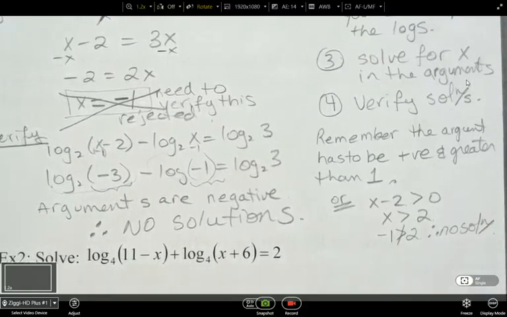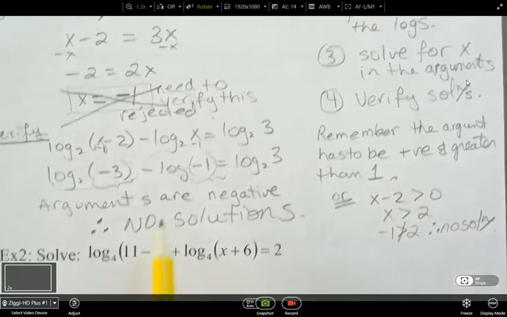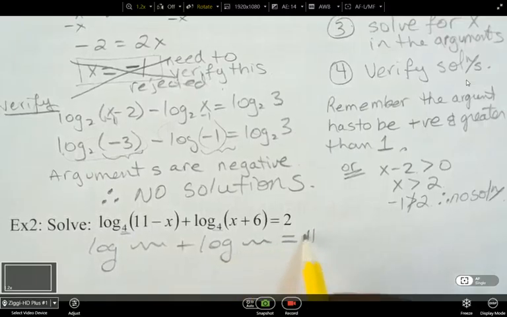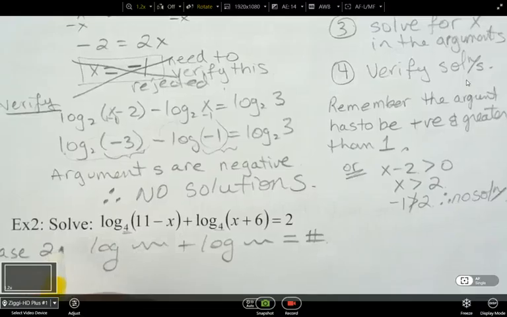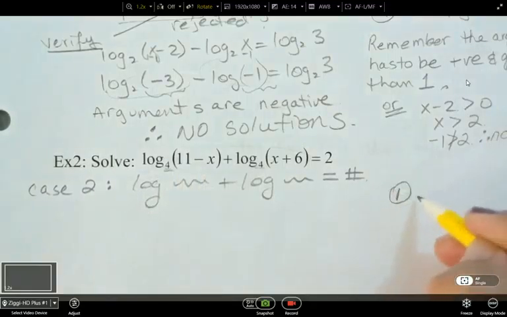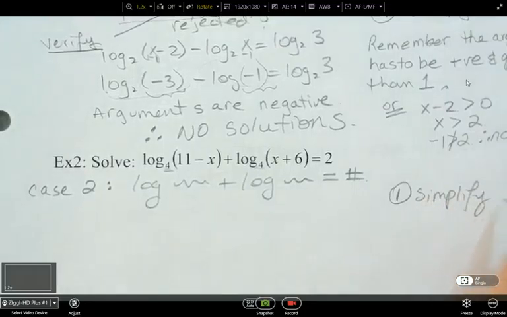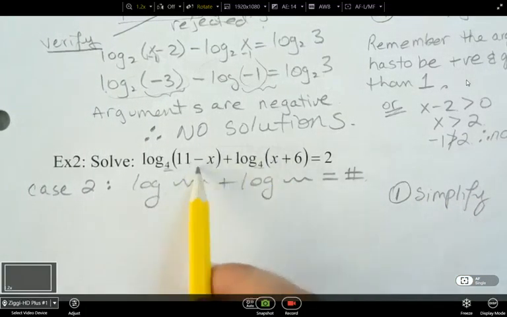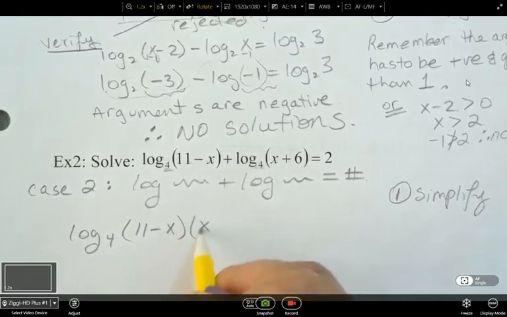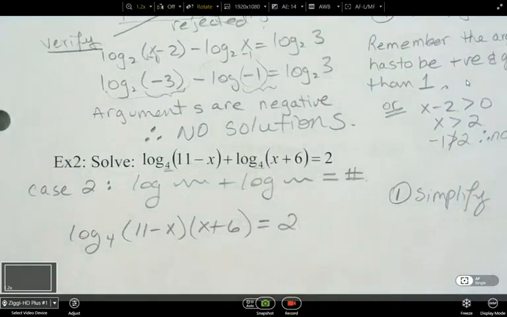Okay, so now example 2, it's a different case. So notice we've got the same base here again. You've got log something plus log of something else equals a number. Let's call that case 2. So what log law can we use to combine these two together? Same as before, we can simplify. When they're adding, what can we do to the arguments? Multiply them. So I can write this as log base 4 of 11 minus x times x plus 6, and that's equal to 2.